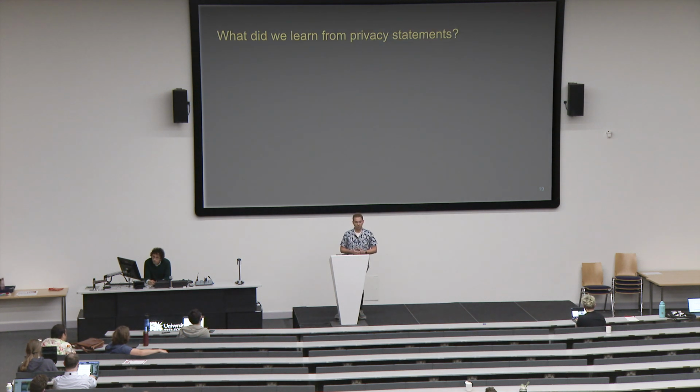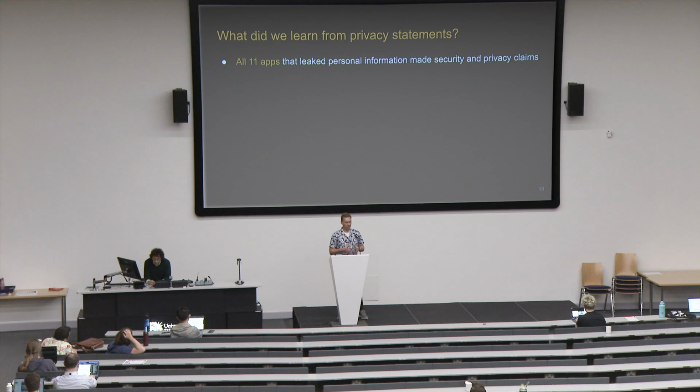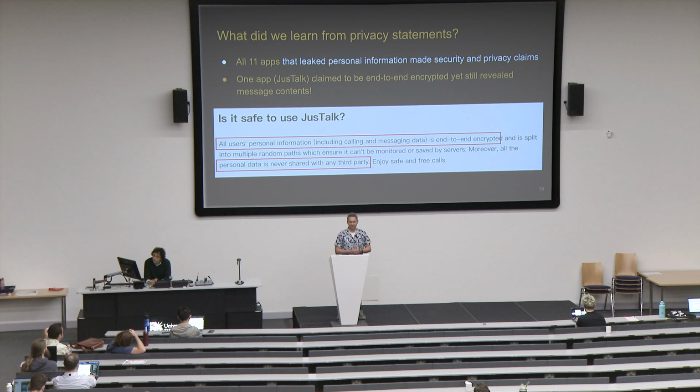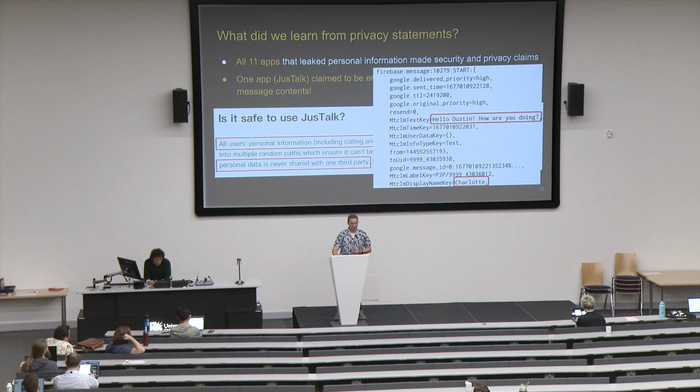Our third research question was about the disclosures that developers have and what they promise in terms of the data being shared. So we found that all 11 apps that leaked personal information made security and privacy claims. They might lead users to believe that the contents of their communication would be safe from the third parties. In particular, we saw one app, Just Talk, which I mentioned previously, claim to be end-to-end encrypted while still leaking message contents. They used to state that all users' personal information, including messaging data, is end-to-end encrypted. Personal data is never shared with third parties. Enjoy safe and free calls. Well, I beg to differ here.